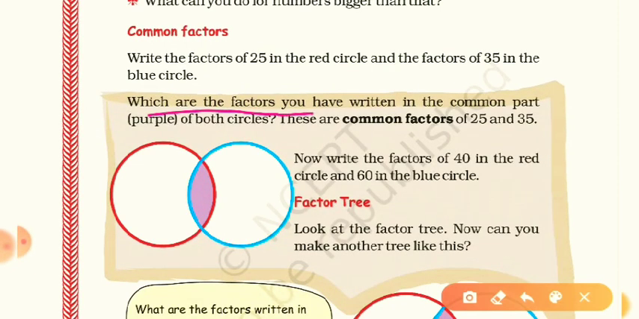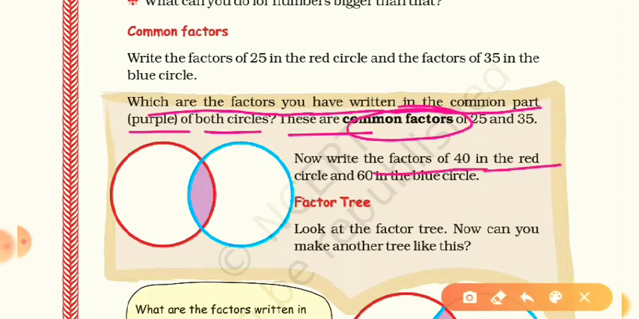The factors you have written in the common purple part of both circles are 1 and 5. These are the common factors of 25 and 35. I have already explained what common factors are, and 1 and 5 are the common factors of 25 and 35. Now write the factors of 40 in the red circle and 60 in the blue circle.